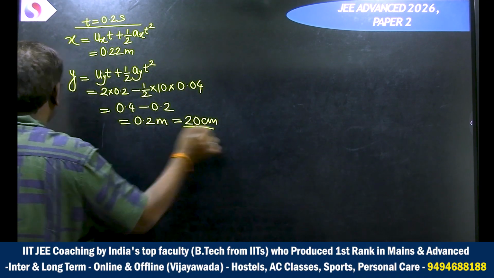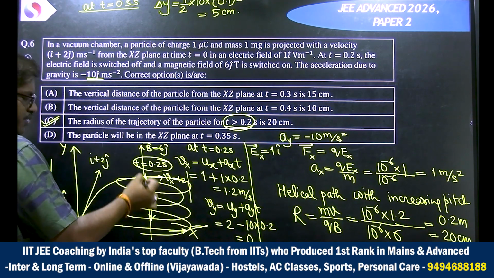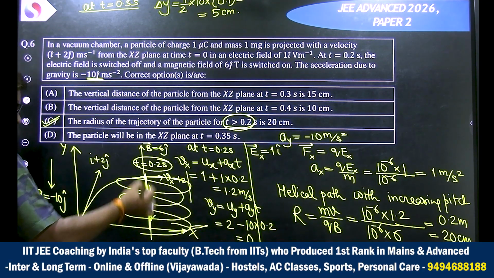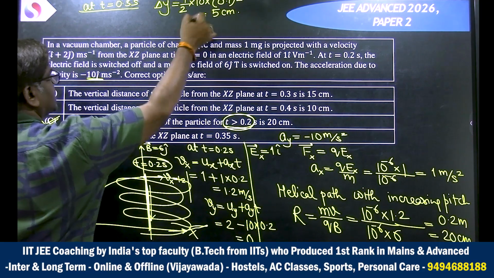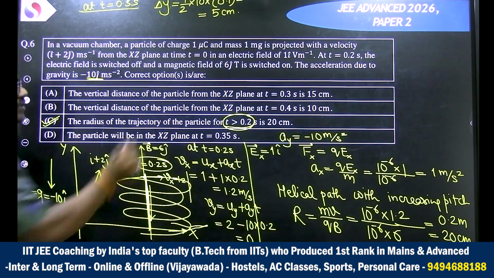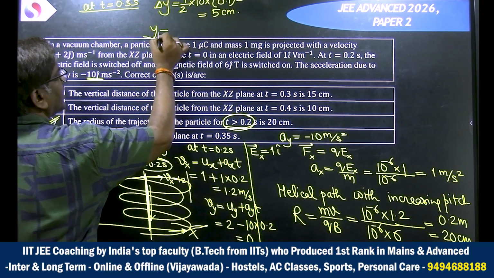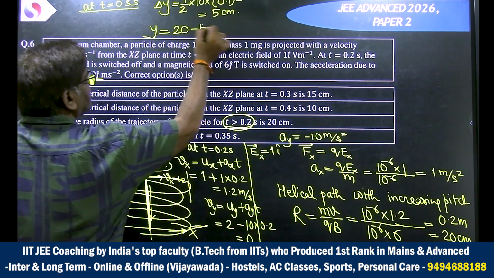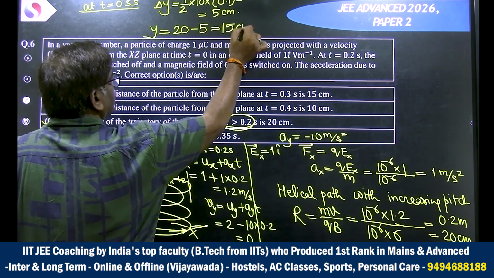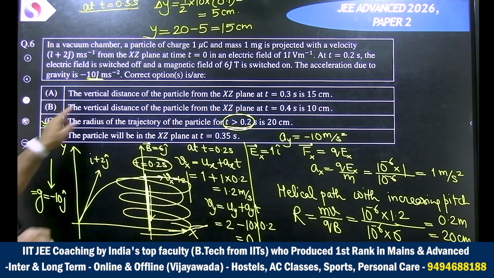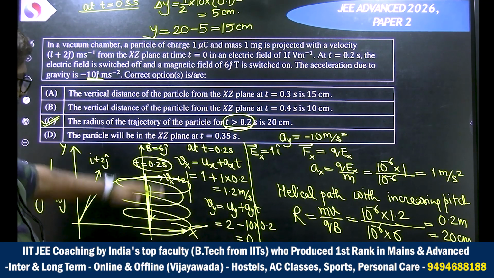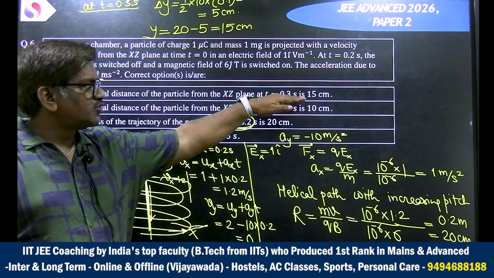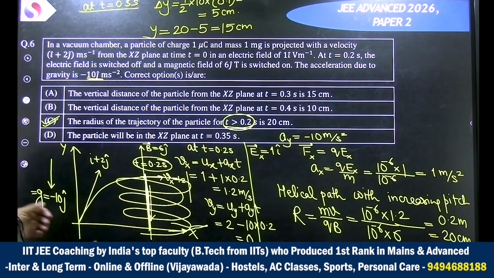So at t equals 0.2, this distance y will be 20 centimeter, out of which in the next 0.1 second it is moving 5 centimeter below. That means what is your final y coordinate? That is 20 minus 5, that means it is 15 centimeter. So here you can see that the vertical distance from the xz plane at this instant is 15 centimeter. Yes, obviously right. Okay, so the first option is right.